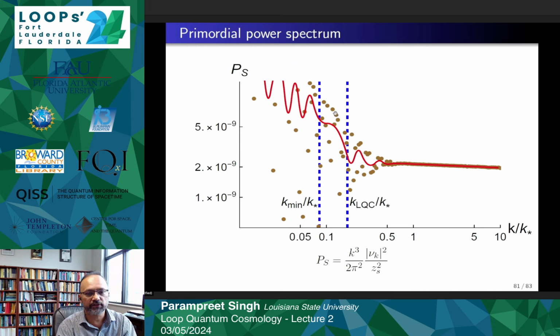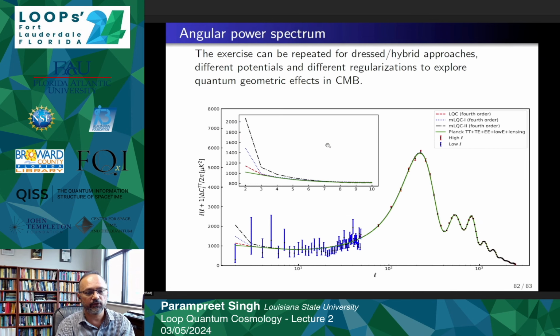particular window in which you can be promised there will be signatures, and those signatures I'm showing in this example. And I'm actually borrowing a slide from a talk which my student is going to give on Tuesday, in which you can repeat this exercise for whichever approach you want, whether you like dressed or hybrid approach, whichever potential you want, whichever regularization you want, standard LQC, MLQC1, MLQC2, whichever initial state you want.